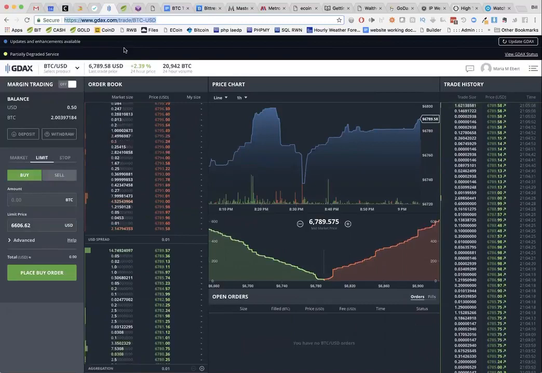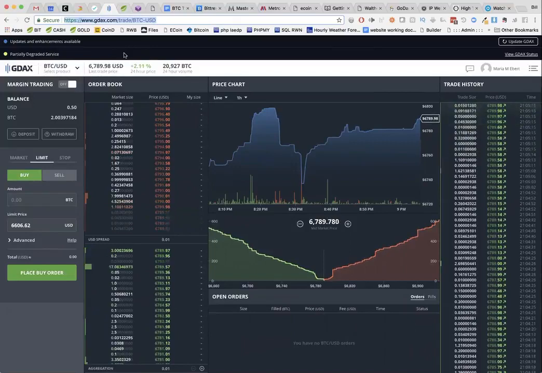GDAX is owned by Coinbase, so if you buy your coins with Coinbase, then you can move it over here. They actually don't even charge you a fee to do that. You can move it and you can trade. So GDAX, for you guys that are just getting started, is probably a really good way of doing it.